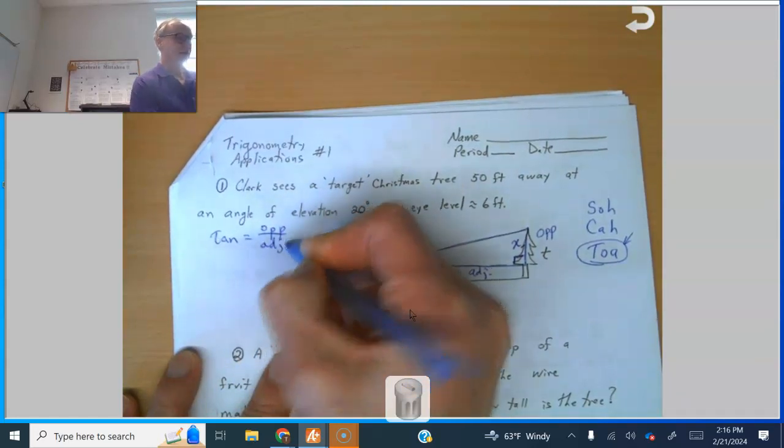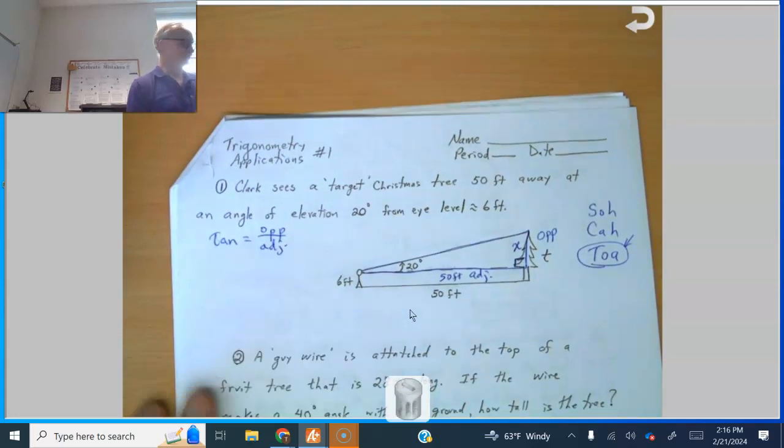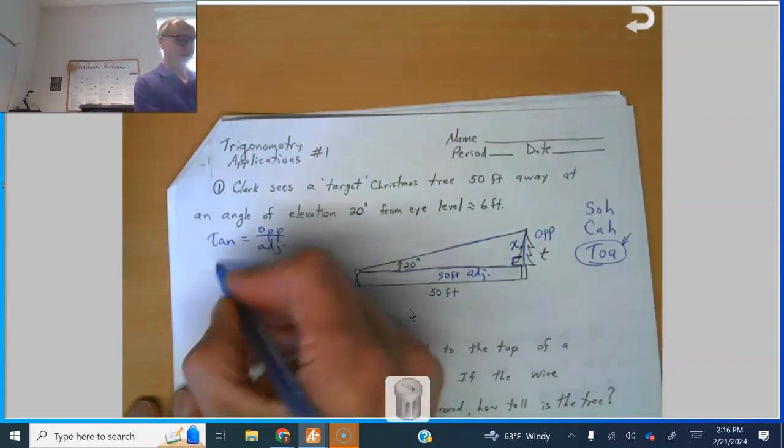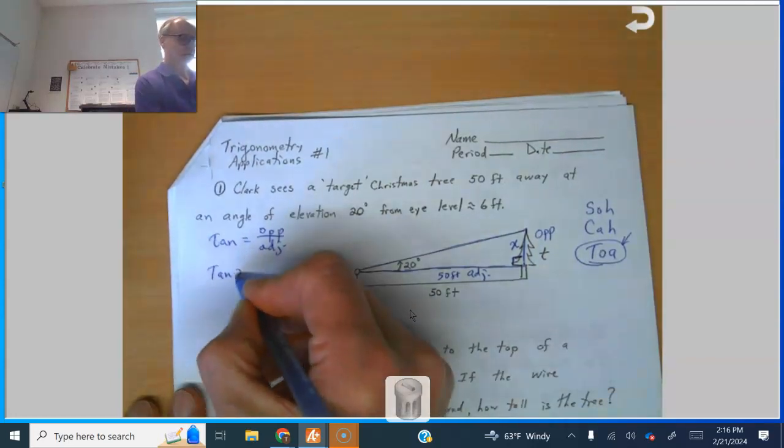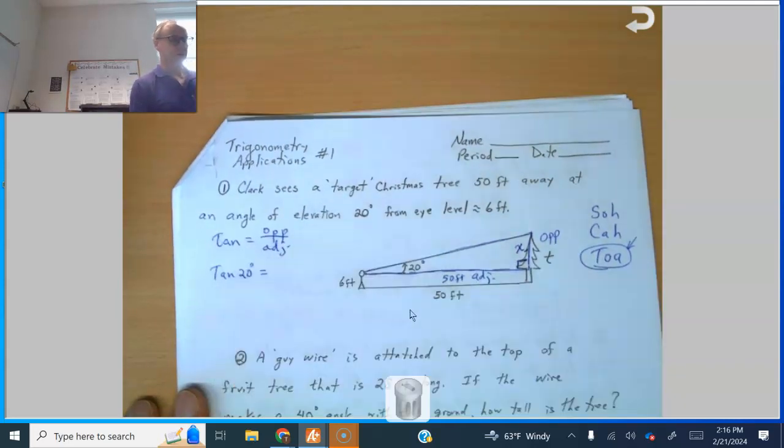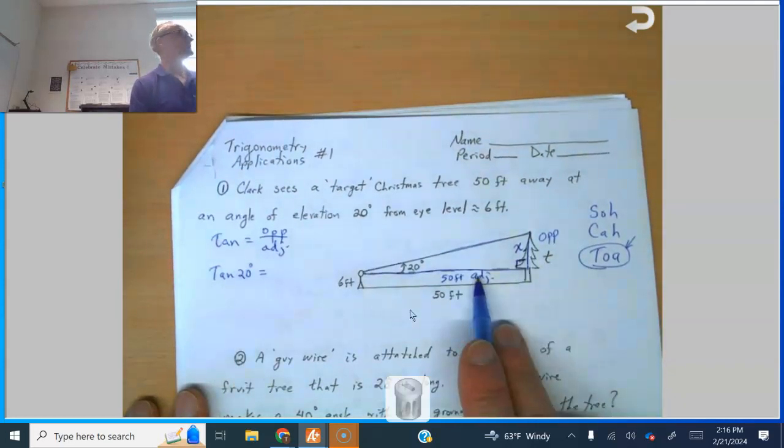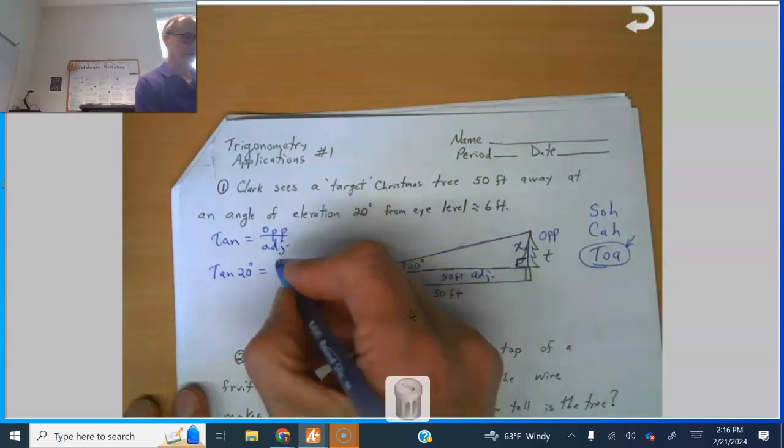This is just the generic form. Now you need to make it more specific. The tangent of 20 degrees is equal to the opposite over the adjacent. What is it? X over 50.